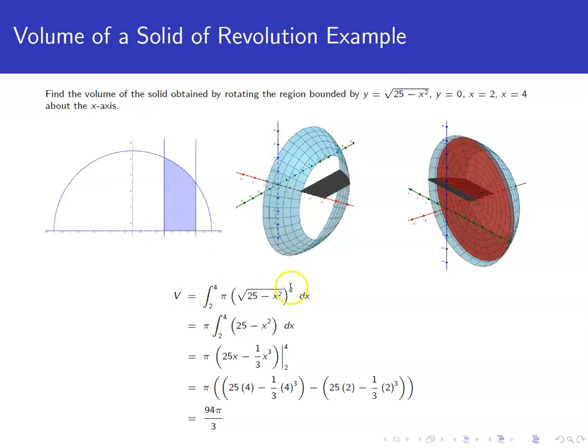Well, the squaring and the square root cancel each other out, so we're just going to integrate 25 minus x squared from 2 to 4. Notice we took the constant pi, plopped that out in front. Find an antiderivative, we get 25x minus 1/3 x cubed. Use our fundamental theorem of calculus to evaluate, and we should get 94 pi over 3.